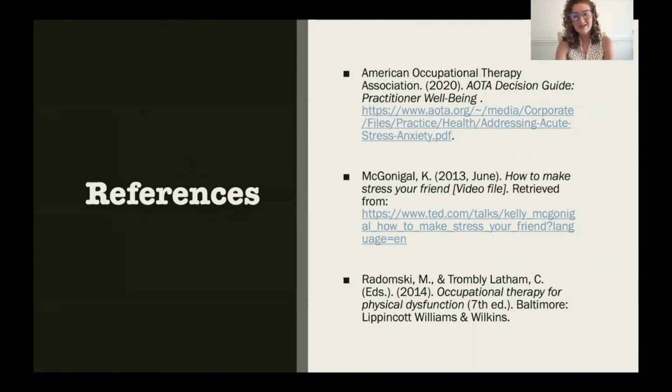And I hope you watch that TED Talk on how you can make stress your friend. I feel like you will get so much more out of that. And especially this time around, it can be very beneficial to us as future practitioners. And also, it's important for us to have this information as we treat our future clients.